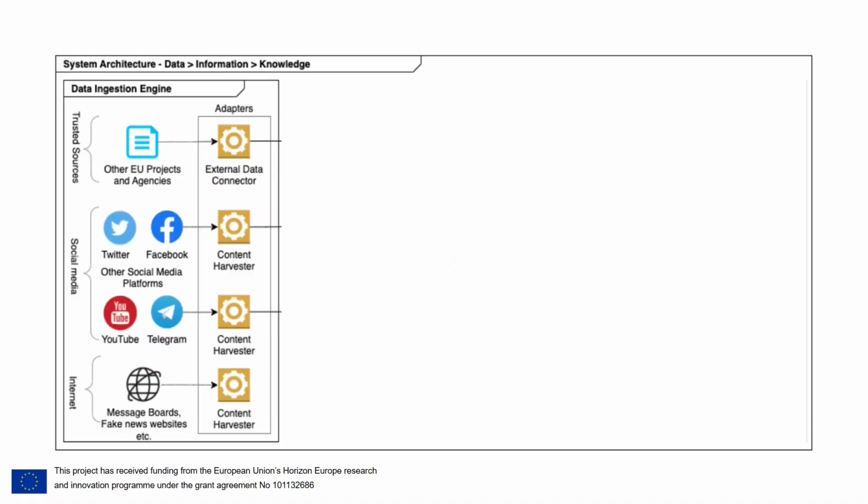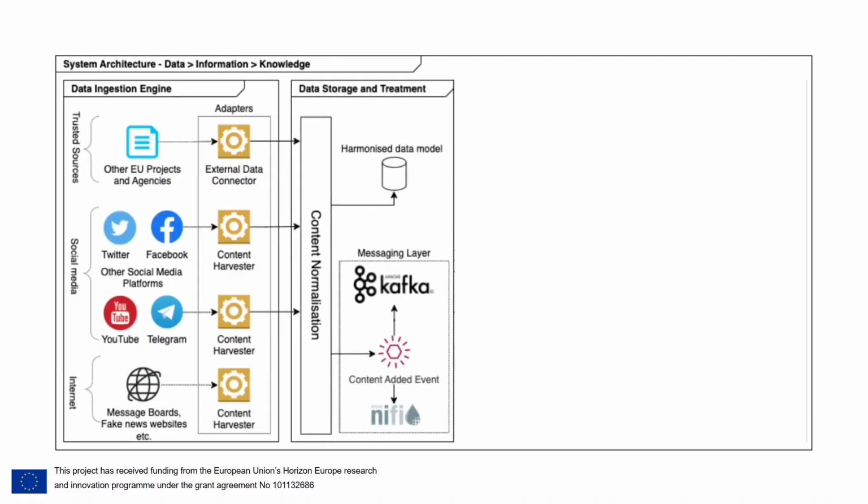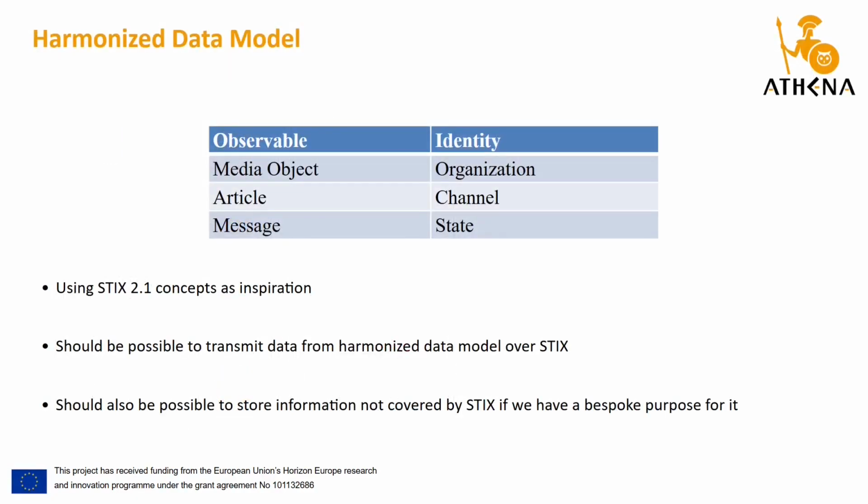Data gathered by the scraping tools is passed into the data storage and treatment module, where it is normalized and stored for future processing in a database referred to as the harmonized data model. Data scraped from the internet will be noisy and arrives in a variety of formats. The harmonized data model is responsible for normalizing this data into a consistent representation. We borrow some concepts from STIX 2.1 and distinguish between two types of entity in our model: observables, which are blog posts, Telegram messages, etc., and identities, which are the channels or organizations which publish content. Note that we do not store information related to individuals.